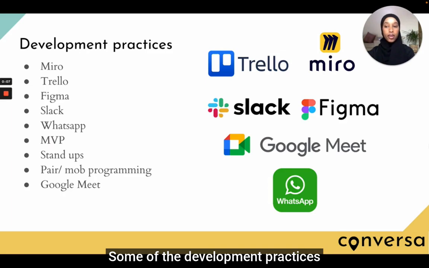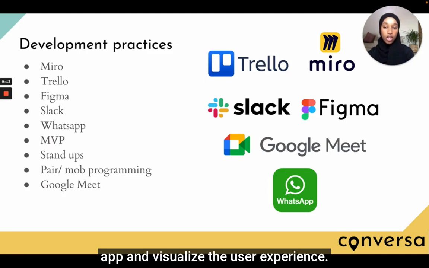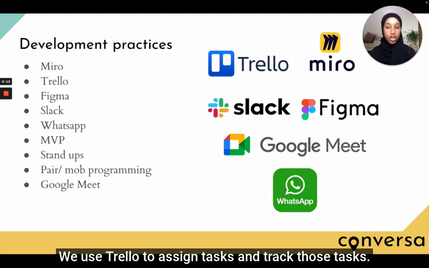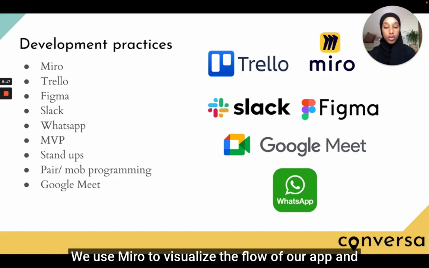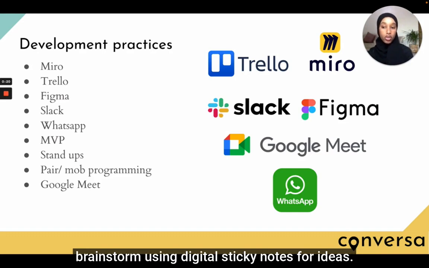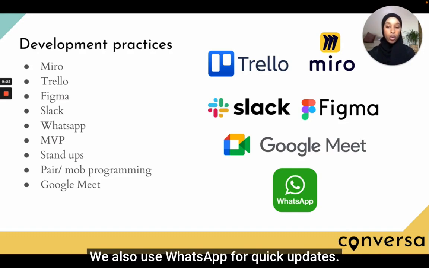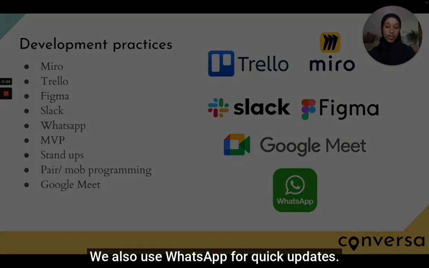Some of the development practices that we use include Figma. We initially used Figma to design our app and visualize the user experience. We used Trello to assign tasks and track those tasks. We used Miro to visualize the flow of our app and brainstorm using digital sticky notes for ideas. We also use WhatsApp for quick updates.